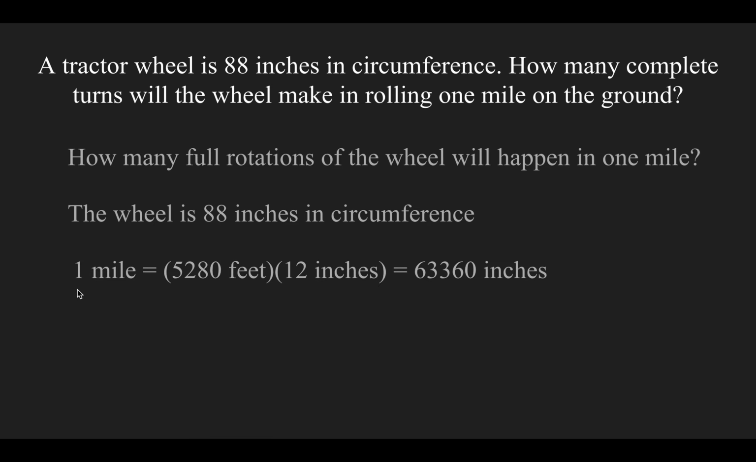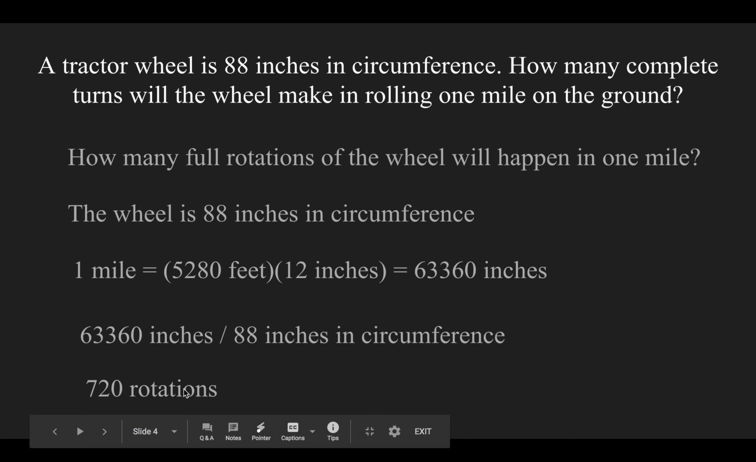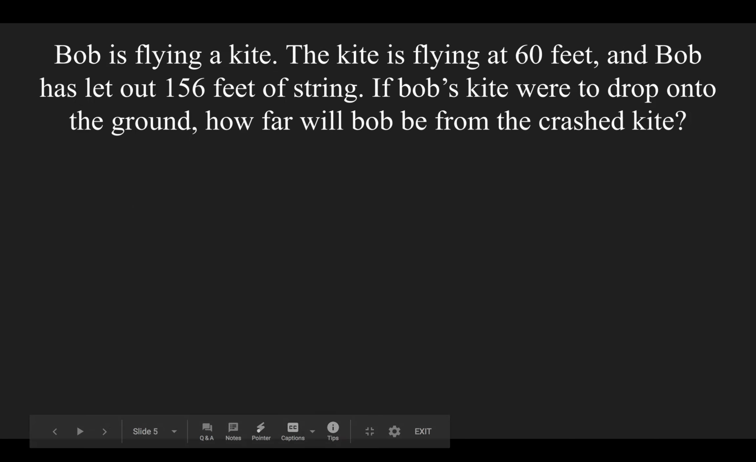So I can use this calculation right here. 1 mile is 5,280 feet times 12 inches equals 63,360 inches in a mile. Divide that by the circumference, gets you 720 rotations. Easy.